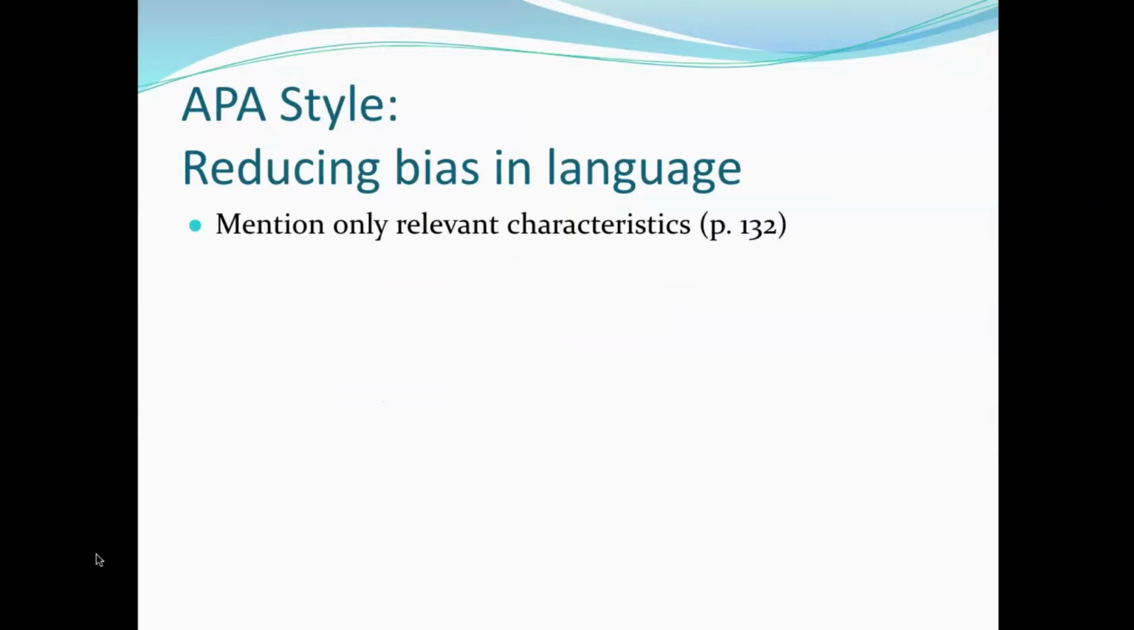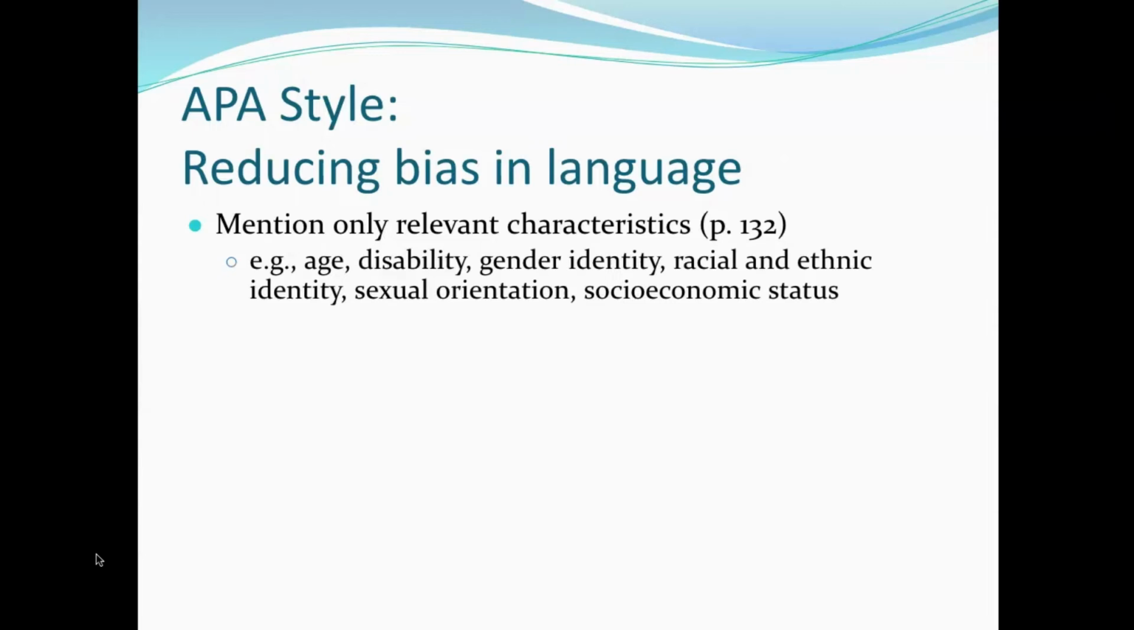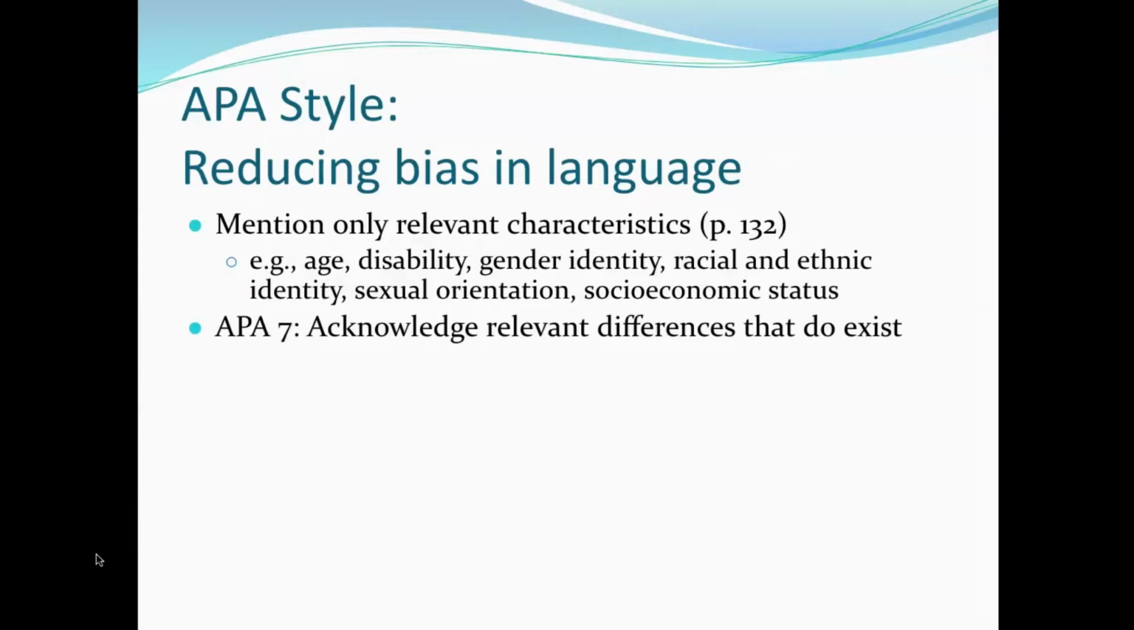So, to reduce bias in language, it's always been part of APA style that you should mention only relevant characteristics about the people you're writing about. So for any of these different types of identities that people can have, you should only mention them when relevant. In the APA 7th edition, they added this important note that you should, though, remember to acknowledge relevant differences that do exist.